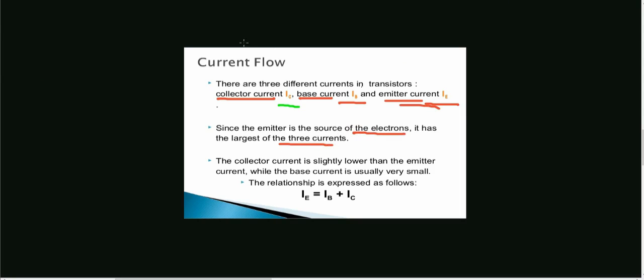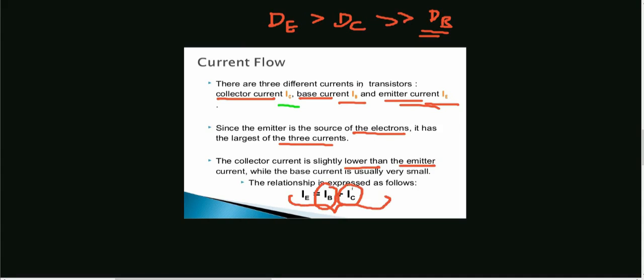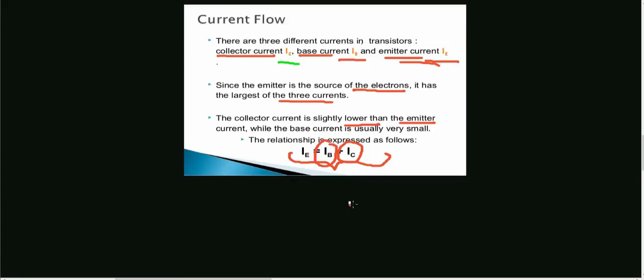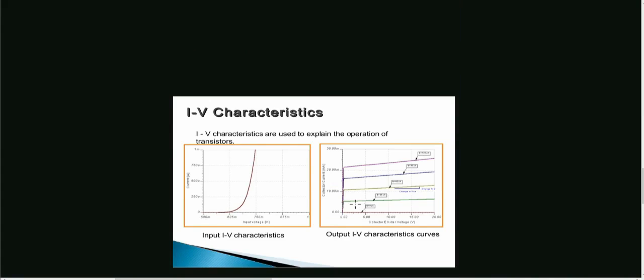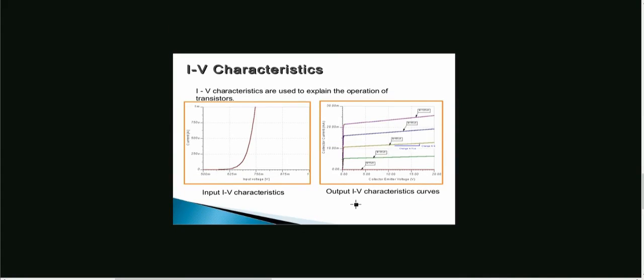Also, because of the doping concentrations, the doping concentration of the emitter is greater than that of the collector and much greater than that of the base. The base is very lightly doped. The collector is slightly lower than the emitter. The final expression is that the emitter current is equal to the sum of the base current and the collector current. So this is the basic current equation in a transistor.